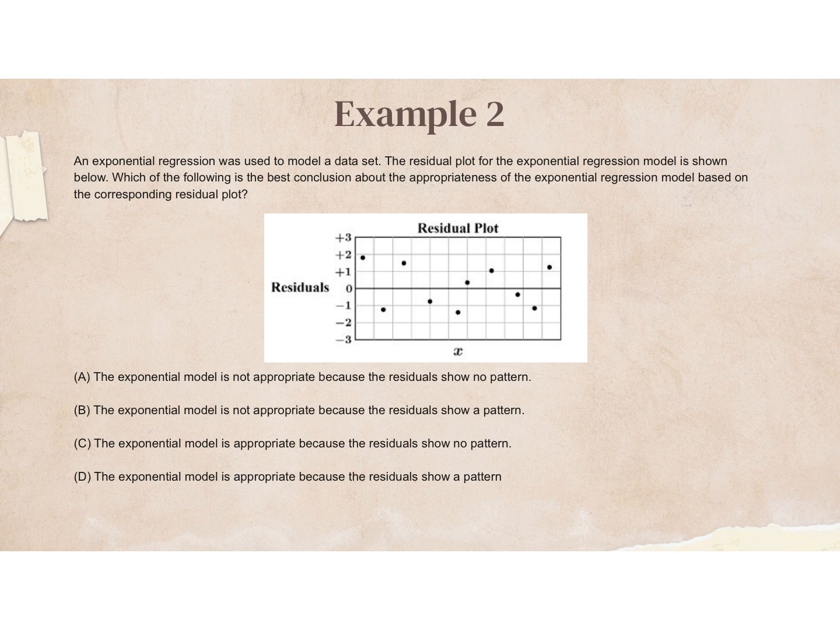We're now going to look at a couple multiple choice questions that would be examples of what you might see on the AP exam. So this next one says, an exponential regression was used to model a data set. We don't have the regression equation or the data set, we just have the residual plot. It says the residual plot for this exponential regression model is shown below. Which of the following is the best conclusion about the appropriateness of the exponential regression model based on the corresponding residual plot? So the multiple choice questions are whether or not this is appropriate. So it is or isn't appropriate, and why.